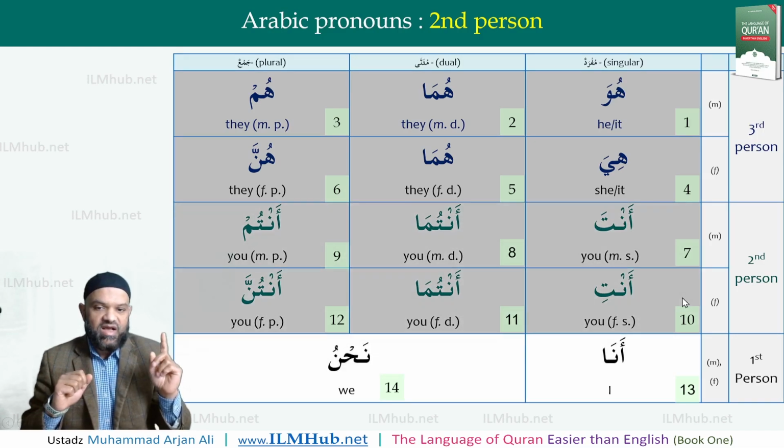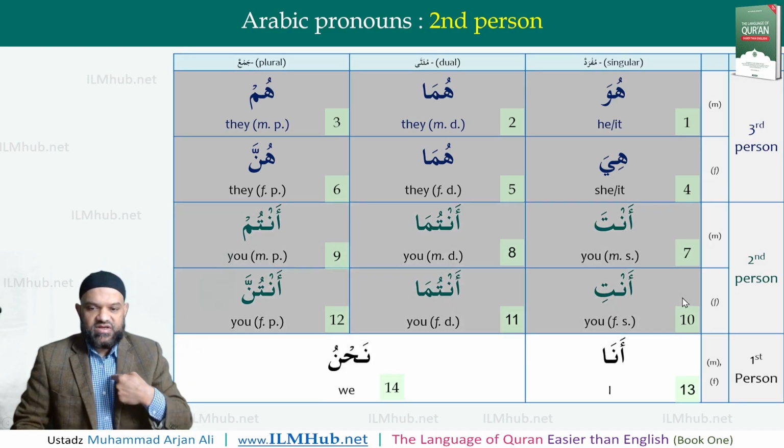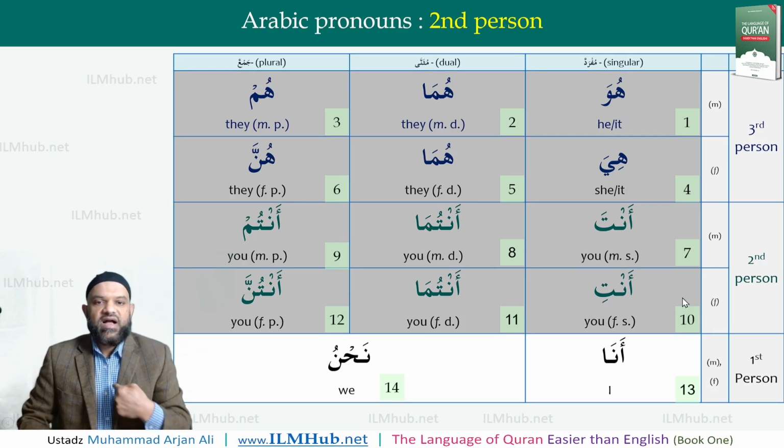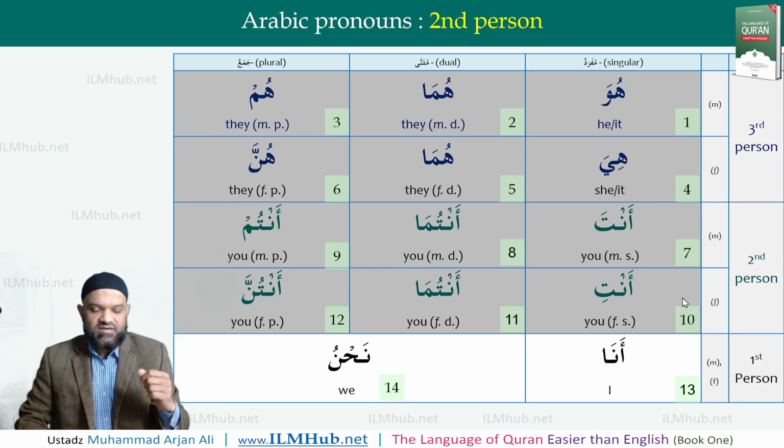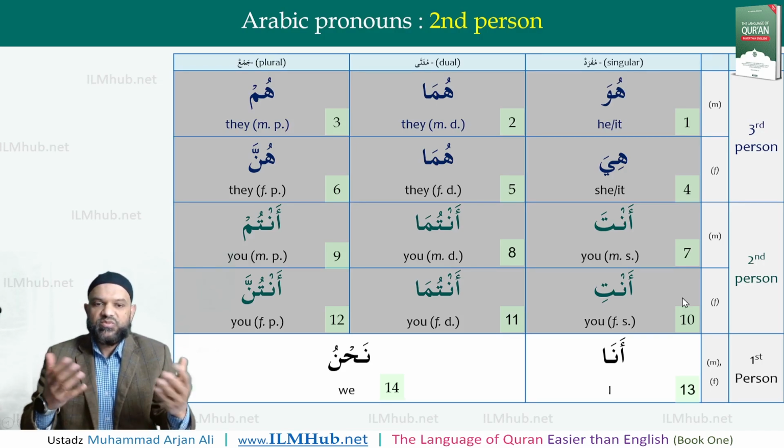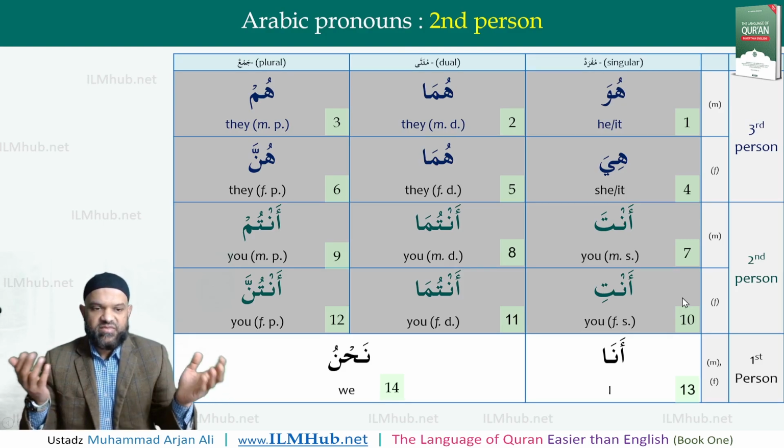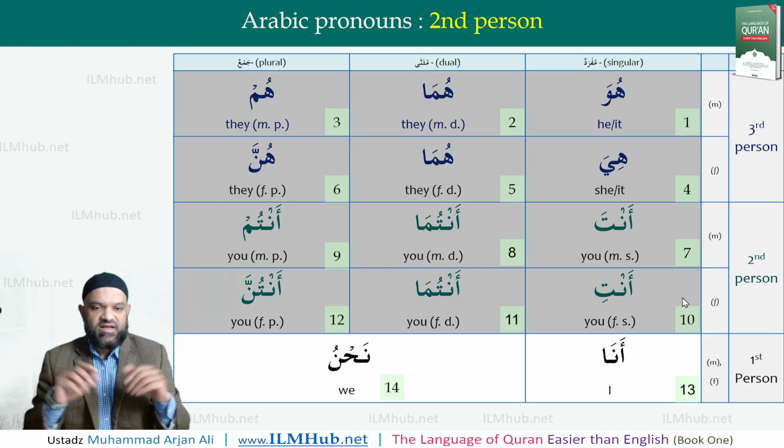Lastly, we're left with I and we. You point the finger towards your chest like so and you say ana, I. Nahnu, we. Ana, I, nahnu, we. So again, just the Arabic. Ana, nahnu. Because it is clear who's speaking, we don't need to use different forms. Arabic doesn't have separate forms for male and female. Both use ana and nahnu.